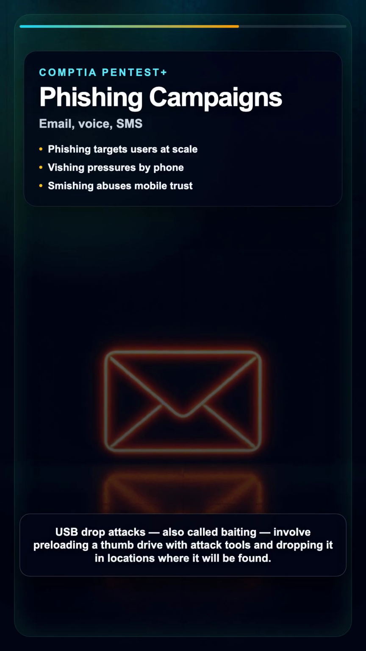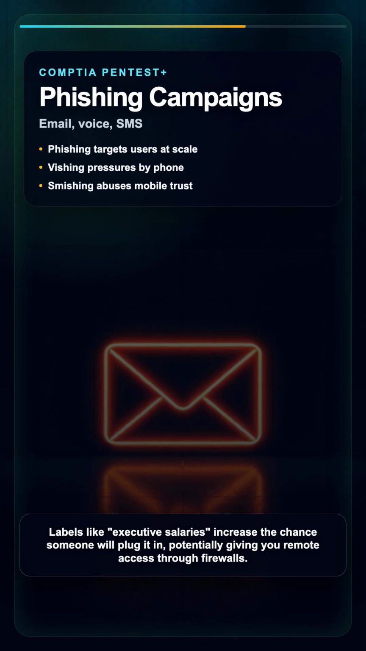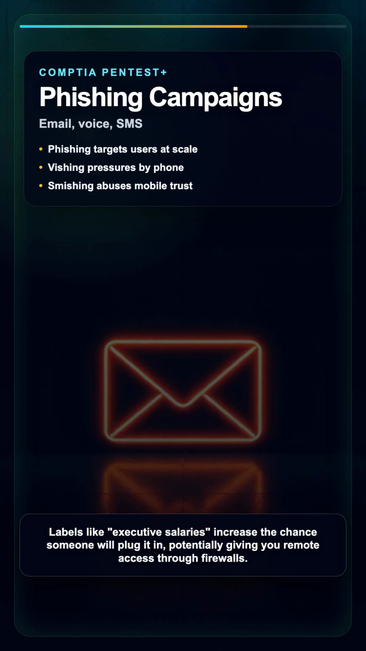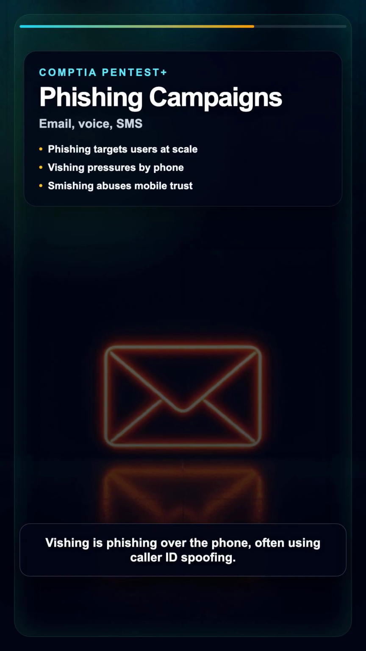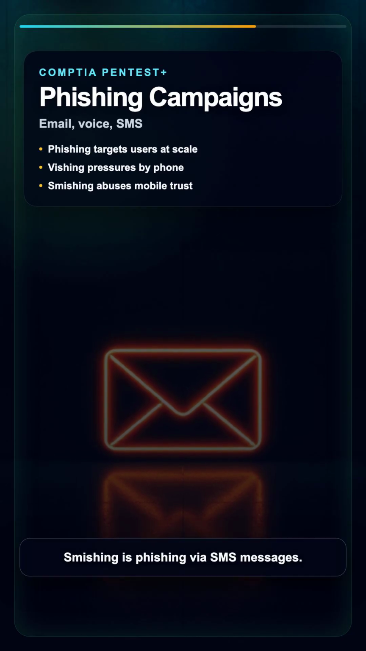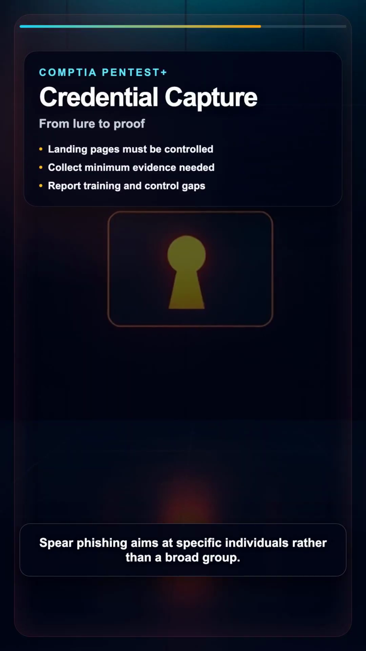USB drop attacks, also called baiting, involve preloading a thumb drive with attack tools and dropping it in locations where it will be found. Labels like executive salaries increase the chance someone will plug it in, potentially giving you remote access through firewalls. Phishing attacks target sensitive information like passwords and usernames. Vishing is phishing over the phone, often using caller ID spoofing. Smishing is phishing via SMS messages. Whaling targets high-profile individuals like CEOs. Spear phishing aims at specific individuals rather than a broad group.